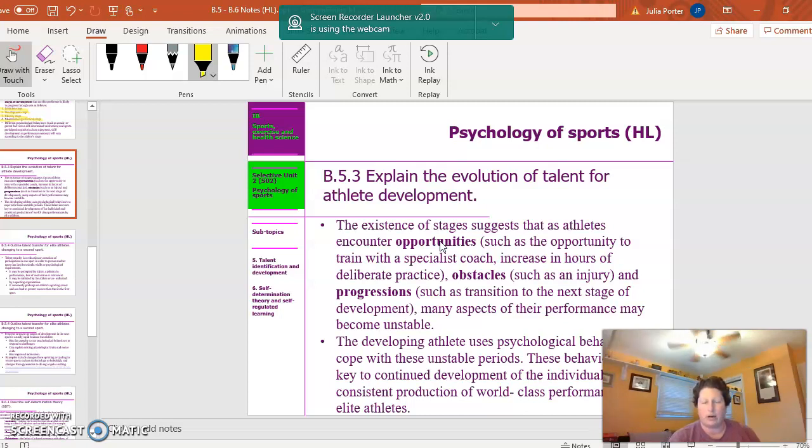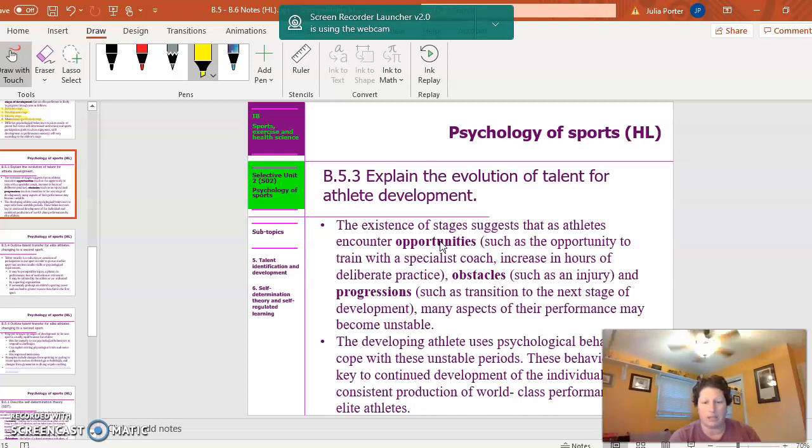Other things are obstacles. Like right now, for instance, with COVID-19, one of the big obstacles is kids can't get to the school. Kids can't work out regularly at the school. So how are we overcoming these obstacles to be ready for the next sports season? Okay, so that's an obstacle when we're looking at athletic development.